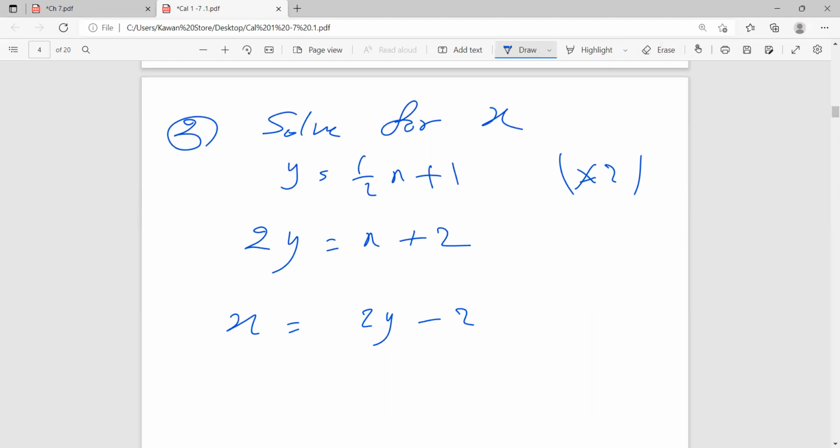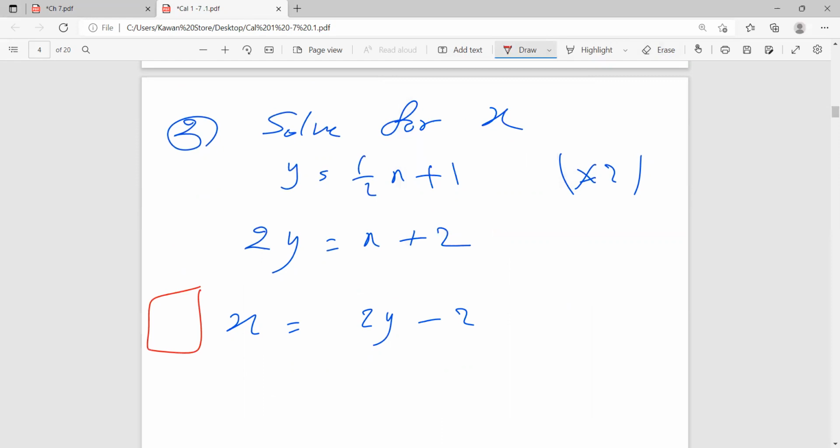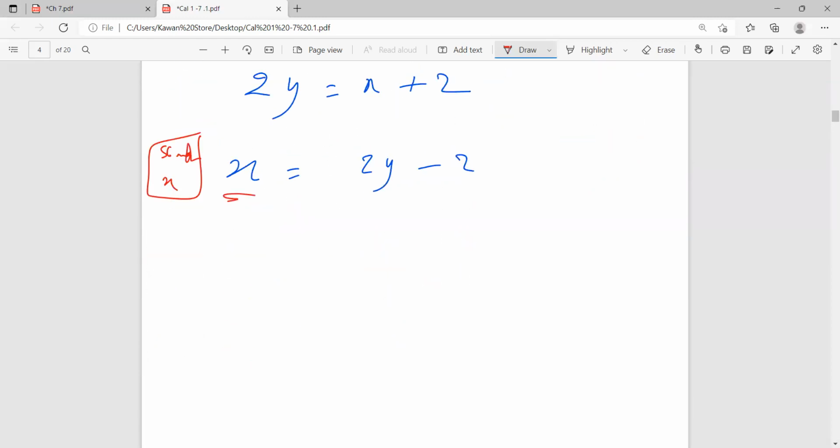So I solved for x. It means only x, single x. Do not forget that word. Single x, single x. No square root, no number, no division, no multiplication, just x. No minus 1, just x. So we solved for x now. Understood?